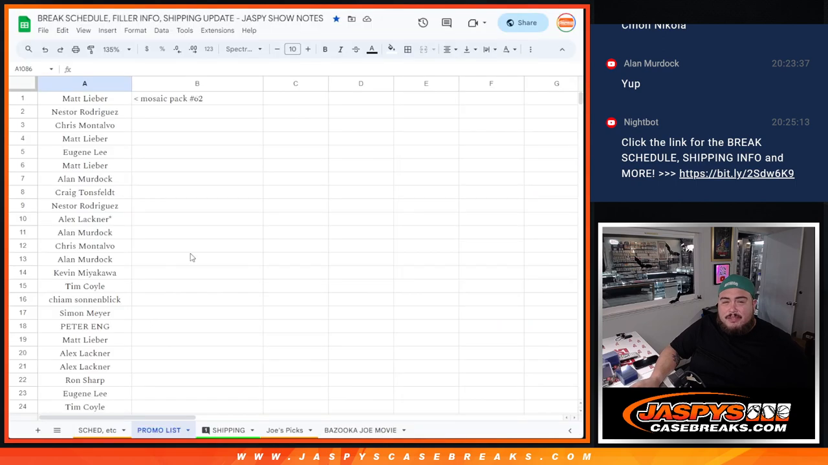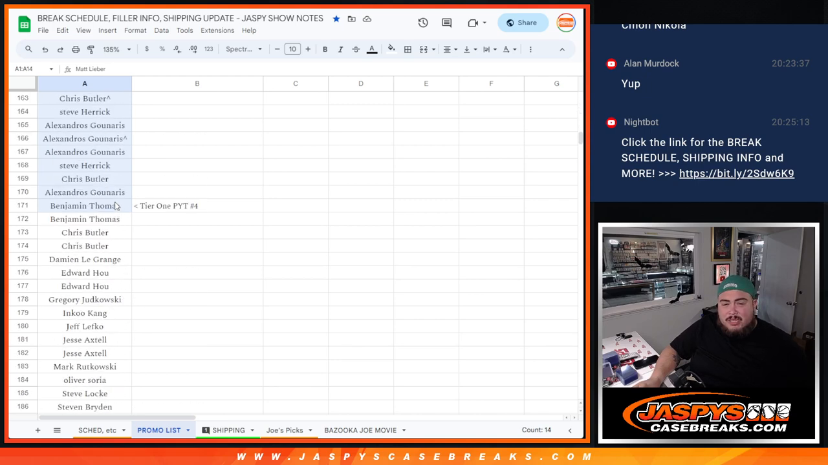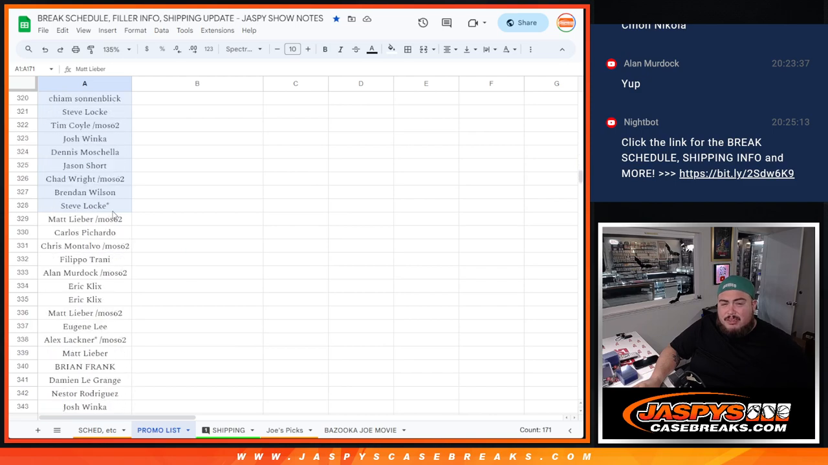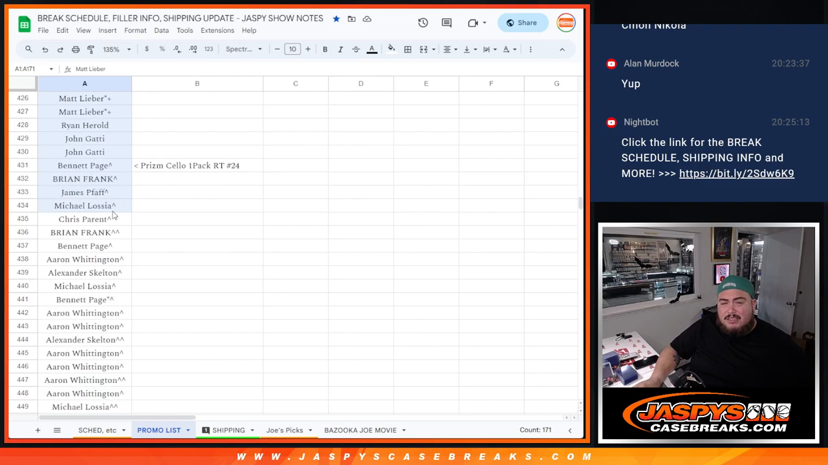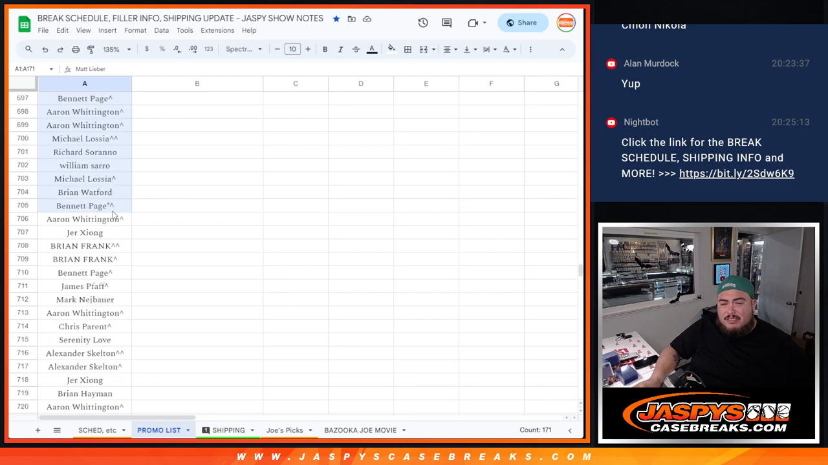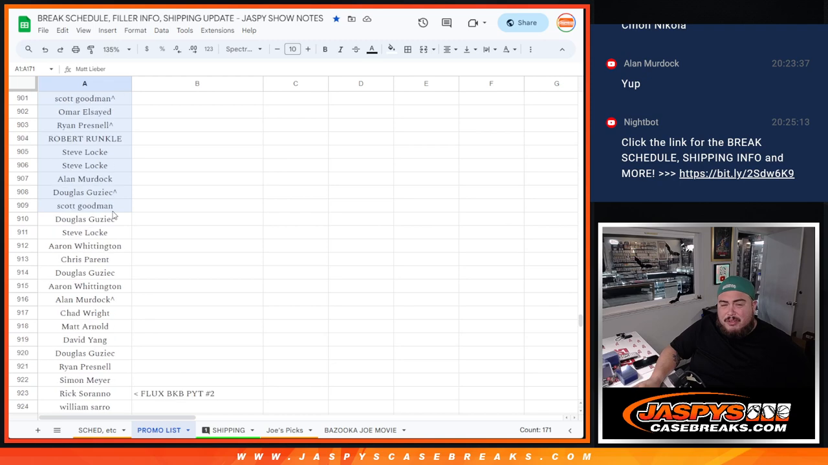So obviously we kept track of it, starting with Matt here. And again, a lot of the Mosaic pack, 62 to Tier 1, RMB to Tier 1, pick your team, to Hit Parade dual caser, which got you 5 times the entry, so that's why the list is a little longer. Gilded, Select, Prism Cello, Flux, Choice, Mosaic, Football 1 Packer for the Bowman Chrome University. Flux 2, I think, was the last one.